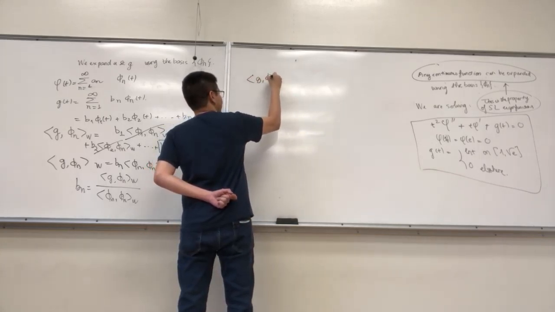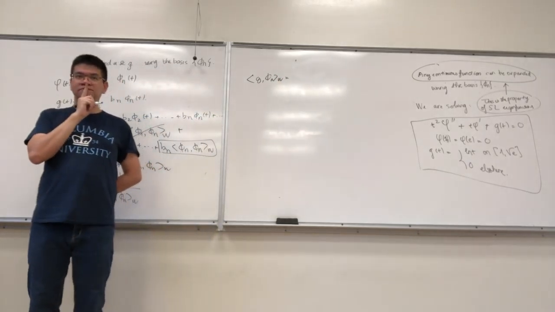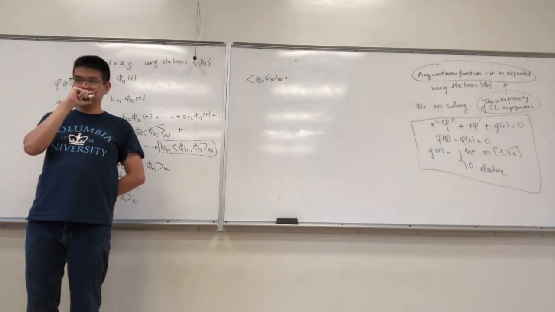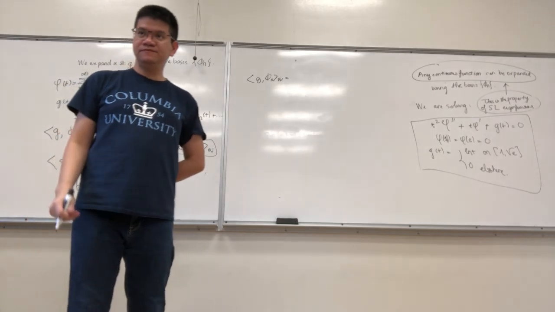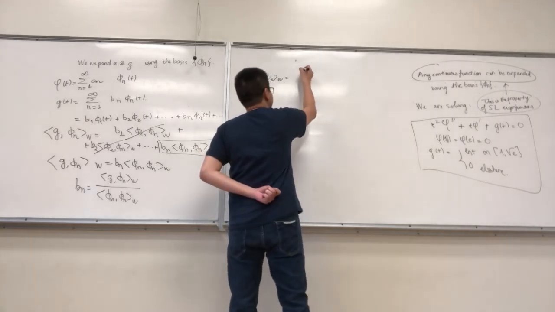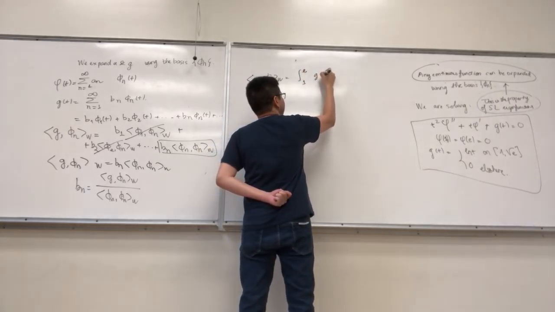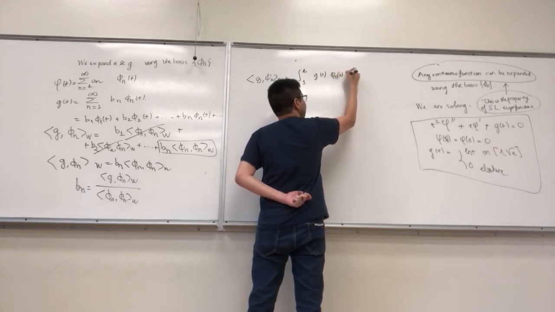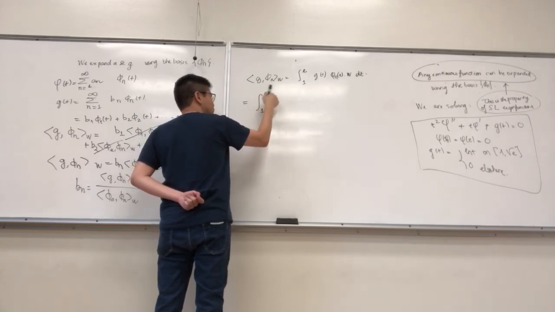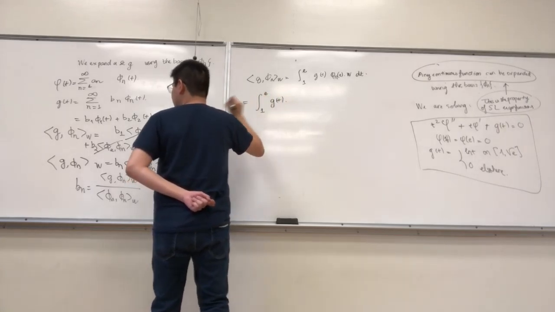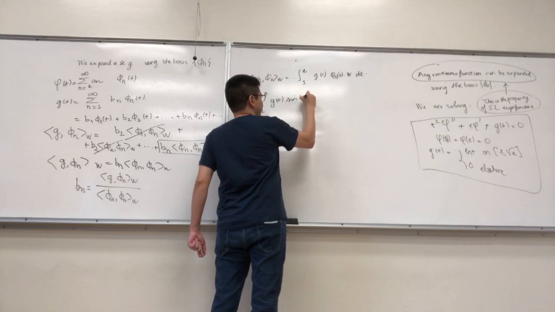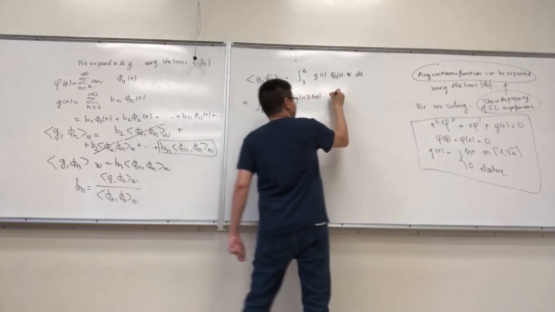So what is (g, phi_n)? It's the integral from 1 to e of g(t) times phi_n(t) times w, so 1 over t. So this is going to be the integral from 1 to e of g(t) times phi_n(t) times w dt. So this is the integral from 1 to e of g(t) times sine of n pi log t, times 1 over t dt.